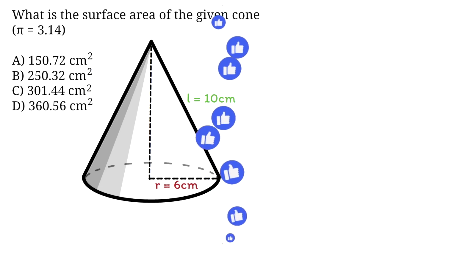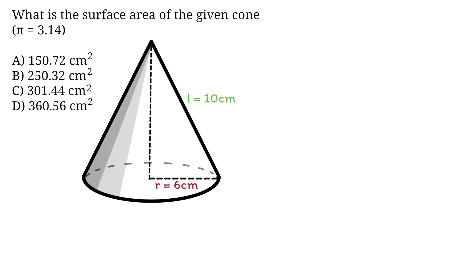What is the surface area of the given cone? A, 150.72 centimeters squared. B, 250.32 centimeters squared. C, 301.44 centimeters squared. D, 360.56 centimeters squared. To determine the total surface area of the cone, we'll use the formula pi times radius squared plus pi times radius times slant height. This formula will be given to you on the GED, so no need to memorize.